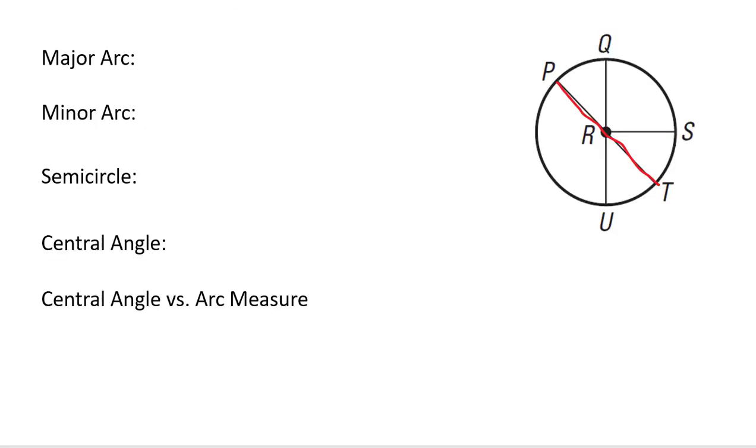Okay, so a major arc is greater than 180 degrees. So find a diameter, and I have one highlighted here in red. Start at one point on that diameter. So I'm going to start at P and circle around so that you go past the other point that's on the diameter. So I'm going to write that as P going through U, and then all the way to S.